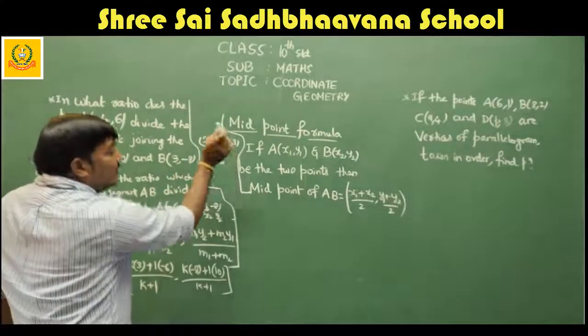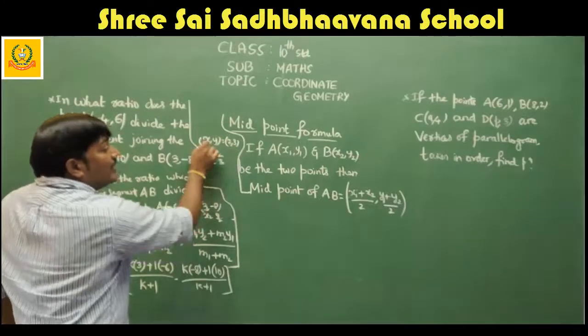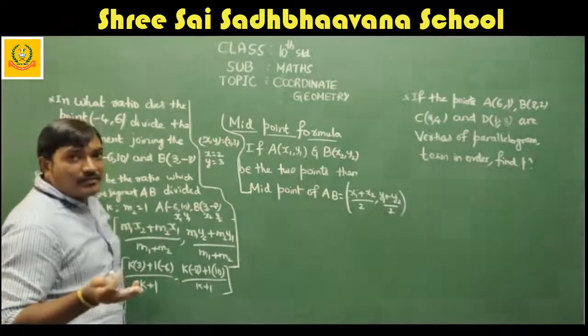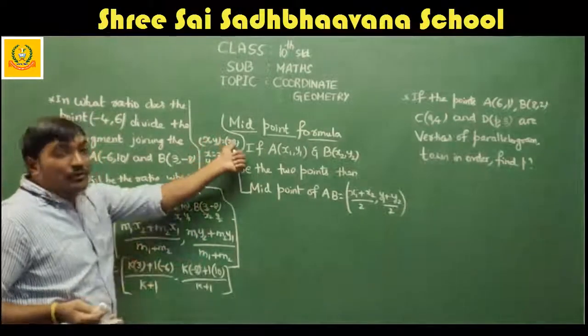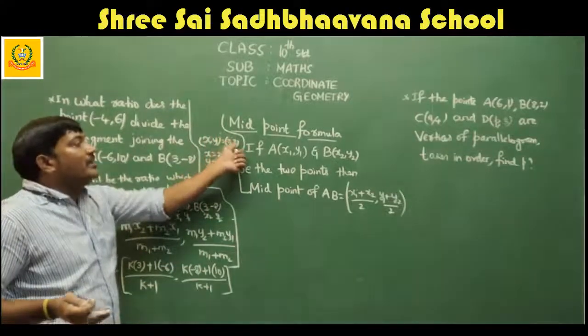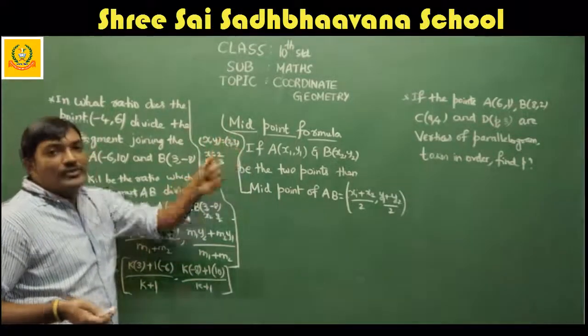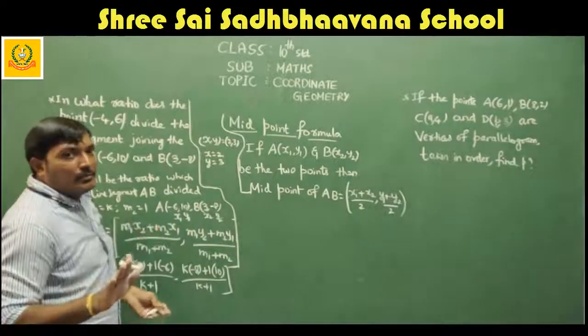So what is the corresponding? Only corresponding. You cannot equate x to 3 and y to 2. They are not corresponding coordinates because in the place of x we have 2. So x should be equal to 2. In the place of y we have 3. So y should be equal to 3. Otherwise it is not possible.